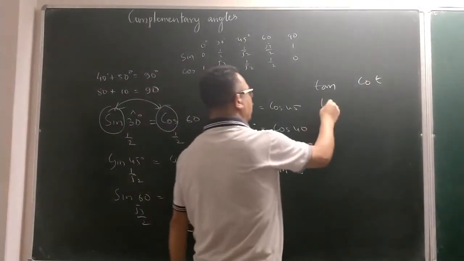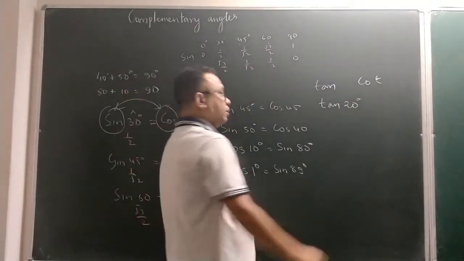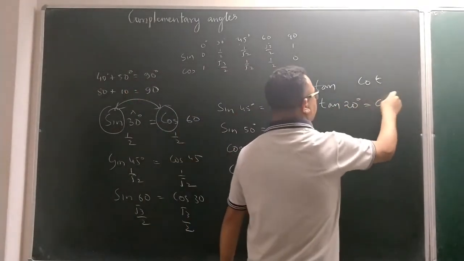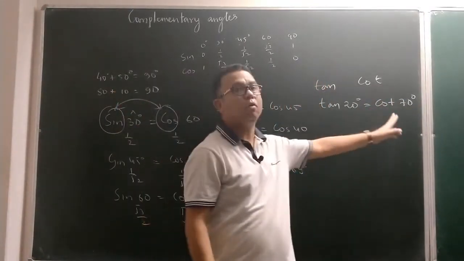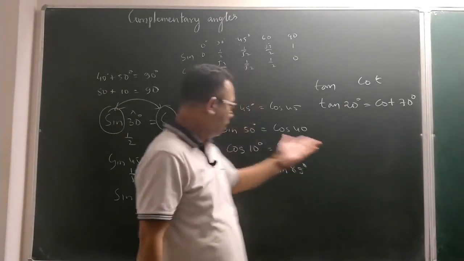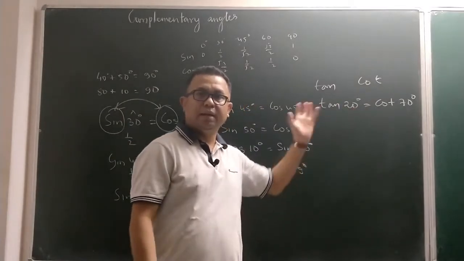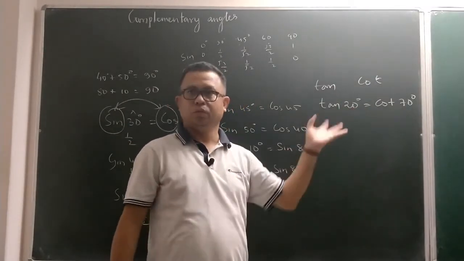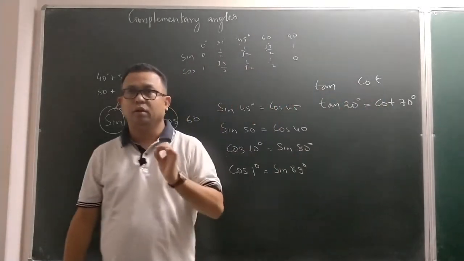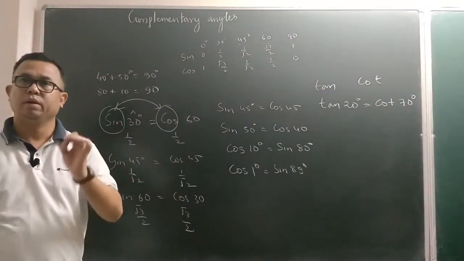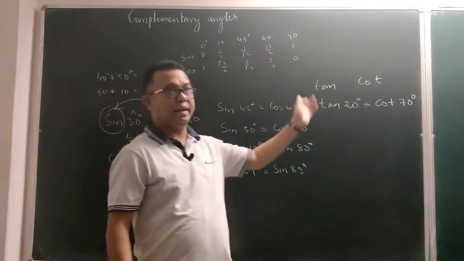For example, if I tell you, what is tan 20 degree? Then you can simply subtract 90 minus 20, 70. So you can say cot 70. So cot 70 and tan 20 are equal. What we did with sine and cos, the same thing we can do with tan and cot also. Cot can be changed into tan, tan can be changed into cot. Again reversible, and again the total must come to 90. One thing you have to keep in mind, the total of the angles must be equal to 90. Then sine and cos are complementary, tan and cot are complementary.